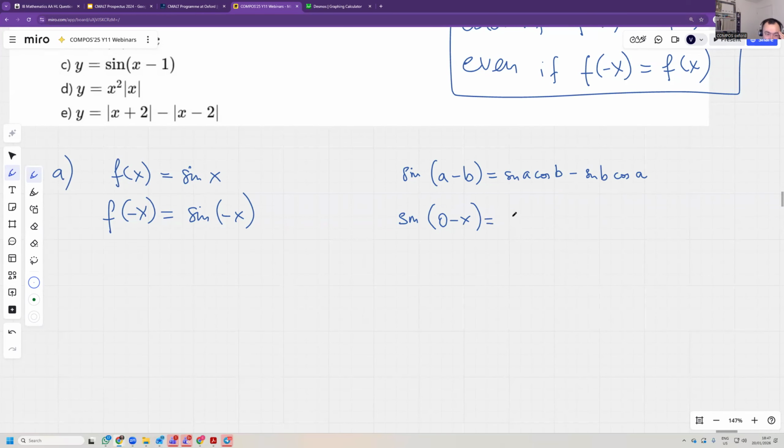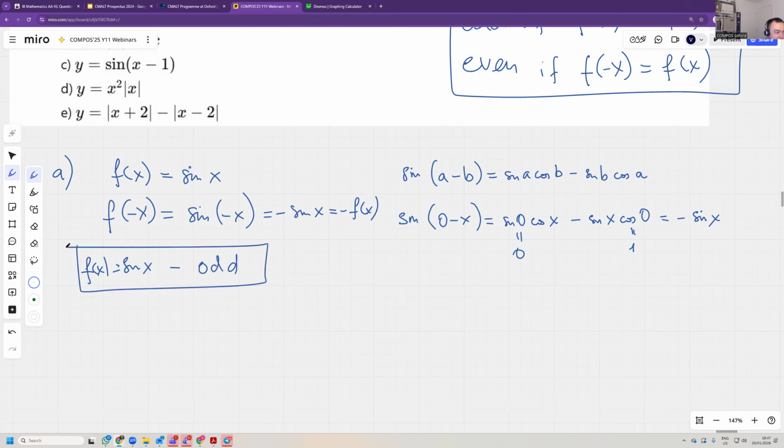I think you would agree with that, right? So sine 0 minus x is equal to sine 0 cos x minus sine x cos 0. And we know that sine 0 is 0, so this is 0, and cos 0 is 1, and therefore this is minus sine x. I don't know how rigorous this proof is, but this is simply minus sine x, which is minus f of x. So f of x equals sine x is an odd function.